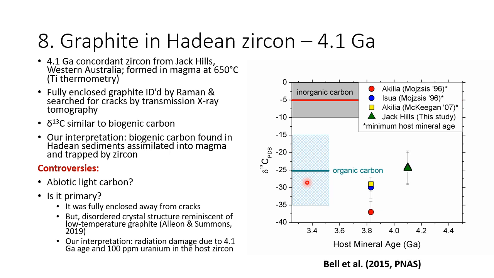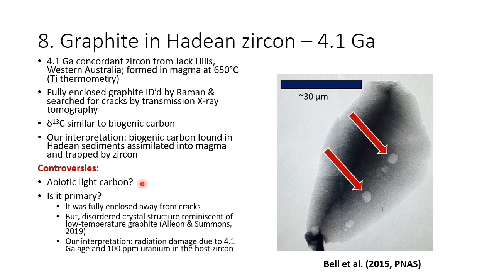In addition to the usual questions about abiotic sources of light carbon, a number of people have suggested that this carbon is in fact secondary. Now, we went to some pains to show the primary nature of this carbon, and in particular, we showed with transmission X-ray tomography at a 40 nanometer spatial resolution that there are no cracks associated with these graphite inclusions that could have allowed the migration of the carbon in over geologic time.